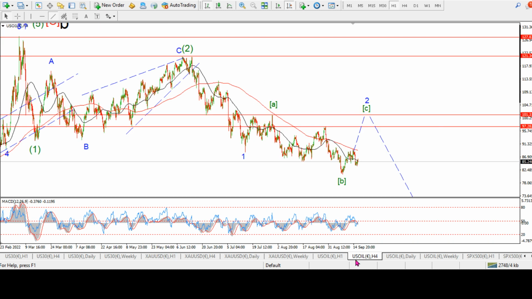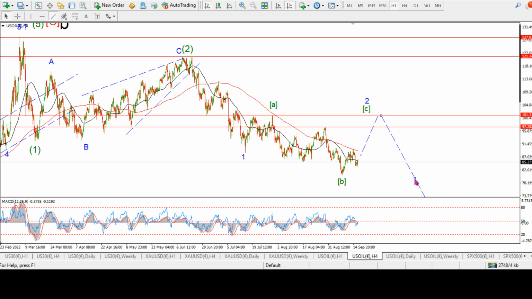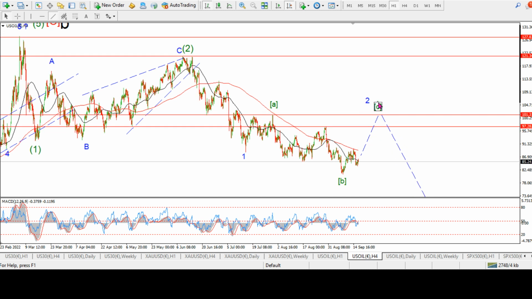Let's move on. Crude oil. Crude oil, I did swap. I did change pattern this week. The main reason was, well, I haven't even confirmed this pattern yet, but I think the action kind of suits a shift in the outlook, at least in the short term.